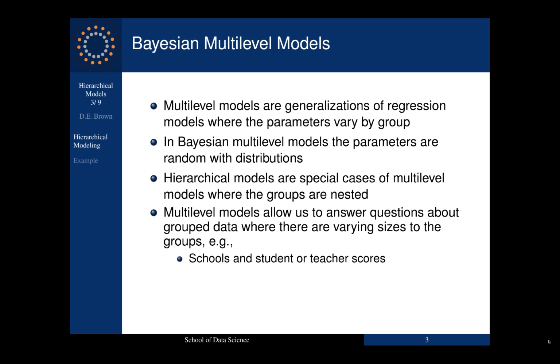Some examples of this are schools and students or teacher scores. So consider student scores. We might be interested in knowing whether student scores change based upon the school that the student is in, and whether the schools change based on the school districts that they're in. So we'd have a multi-level model or a hierarchical model in this case because they're organized hierarchically from the district to the schools to the students.